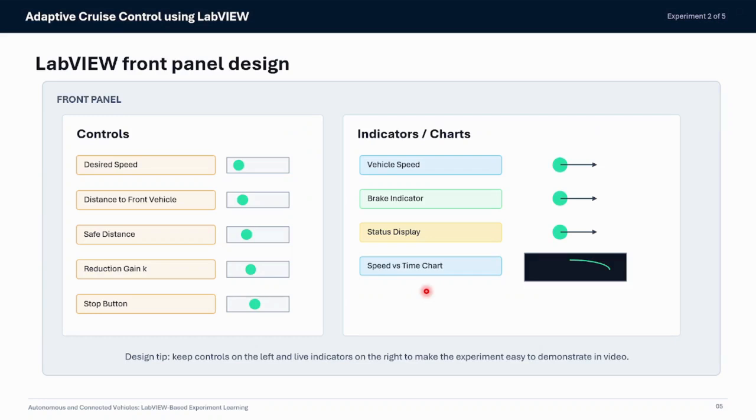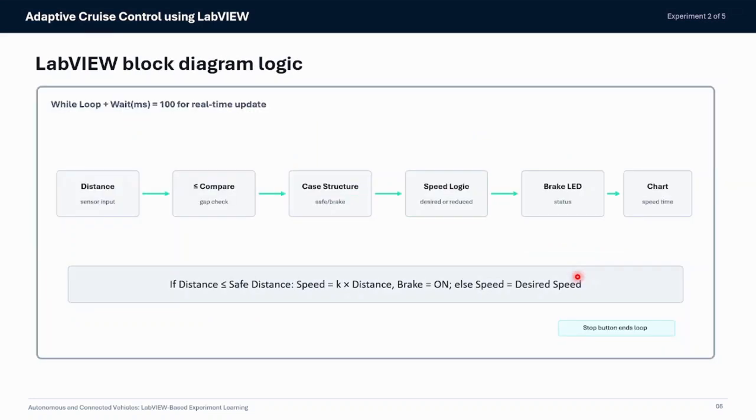Here we use the different LabVIEW panels. This is the front panel with the controls. We compare the desired speed, distance, front wheel, safe distance, reduce gain, key value, and stop button. Then the front panel indicators are the vehicle speed, brake indicator, state display, and speed versus time chart. In the graph, we record the speed; that is the purpose of this graph.